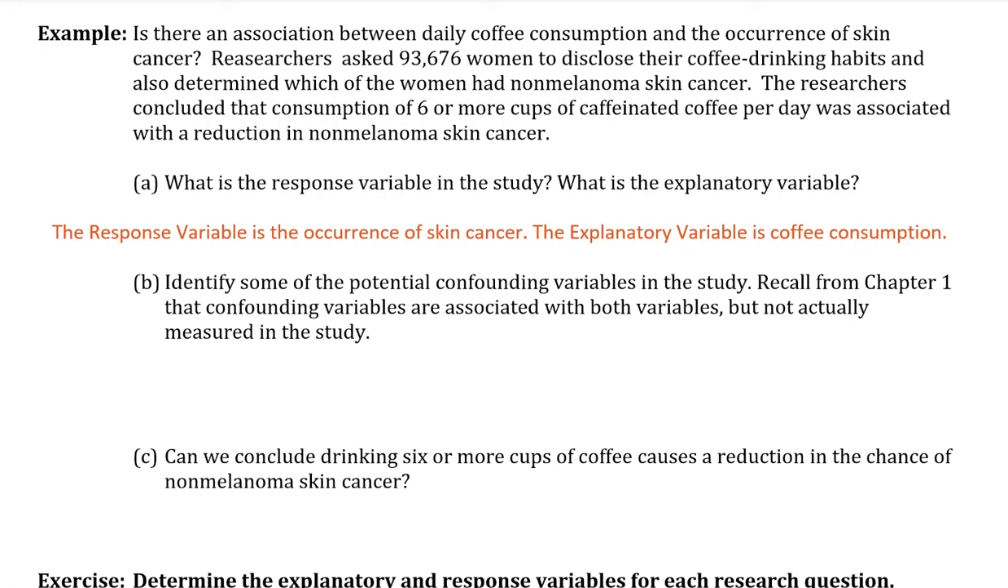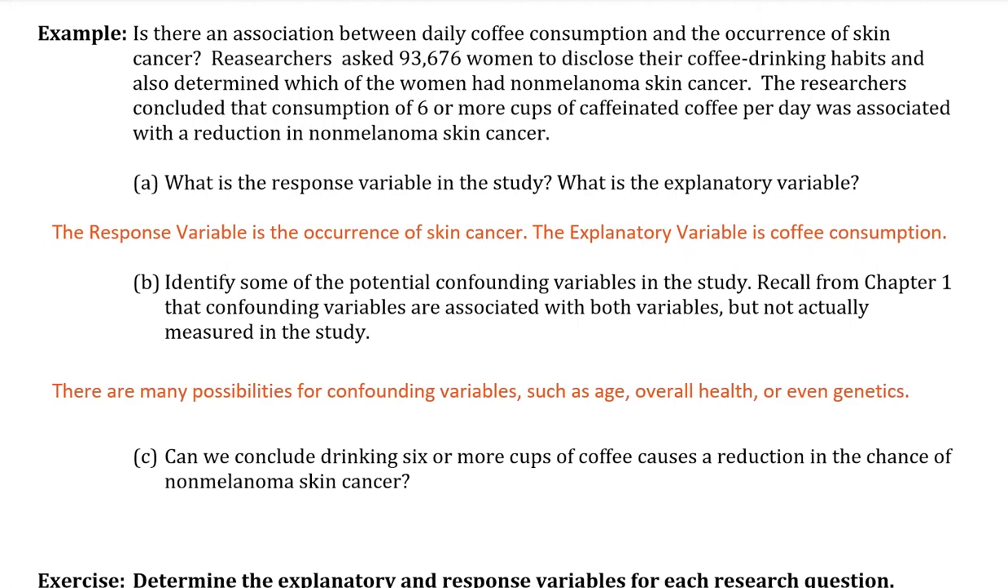Specifically, we could think of things such as age that could influence both how much coffee they drink per day and non-melanoma skin cancer, or maybe a genetics type of thing. Maybe that determines how much coffee they drink per day. Maybe it was something passed down through the family. And also, maybe non-melanoma skin cancer is more common in one family over another one. So there are many types of confounding variables you could think of. Some that I thought of were age, overall health, or even genetics.